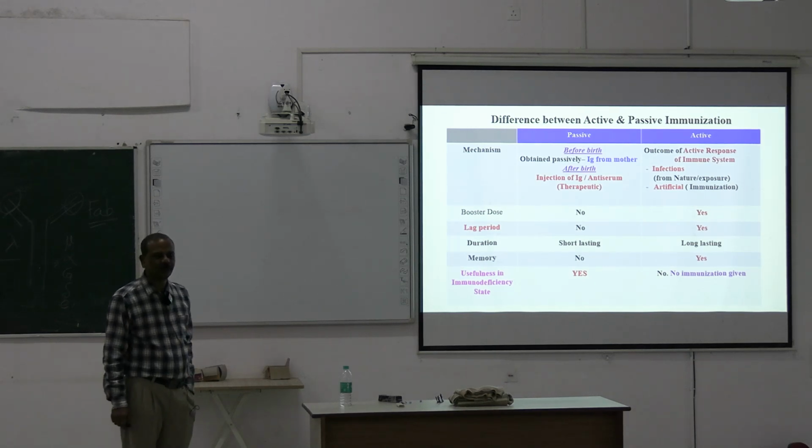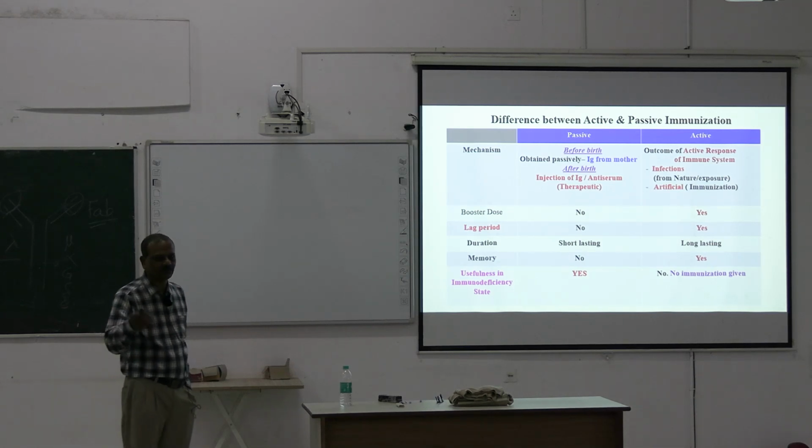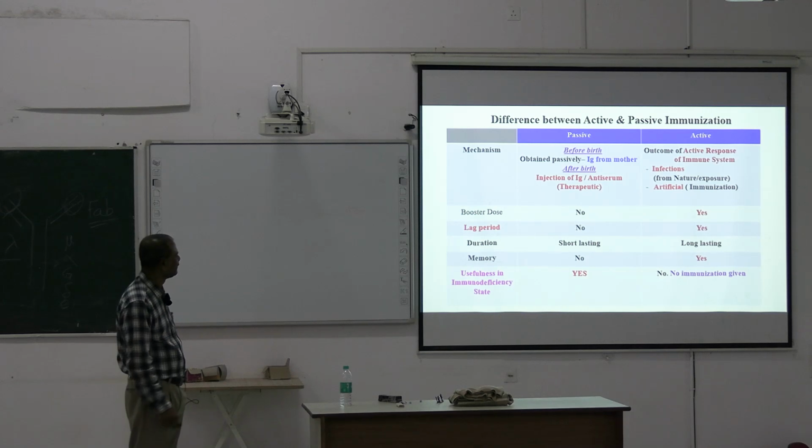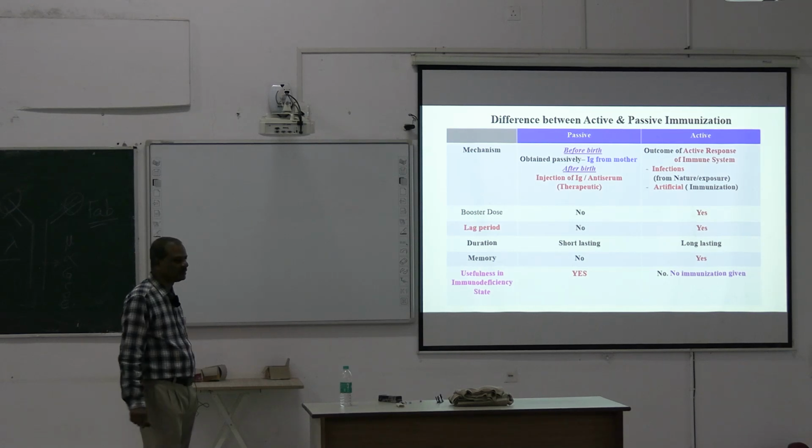So I am having a violent infection. So maybe tetanus, I am expecting. So anti-tetanus immunoglobulin will be given. Antibiotics will be given definitely to kill the bacteria, but at the same time, too much antibody will be given, so that whatever circulating toxins are there, they can be neutralized. So the outcome of active immune response can be infection, natural exposure or artificial.